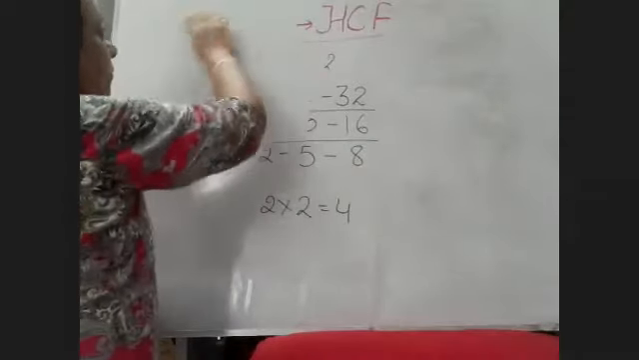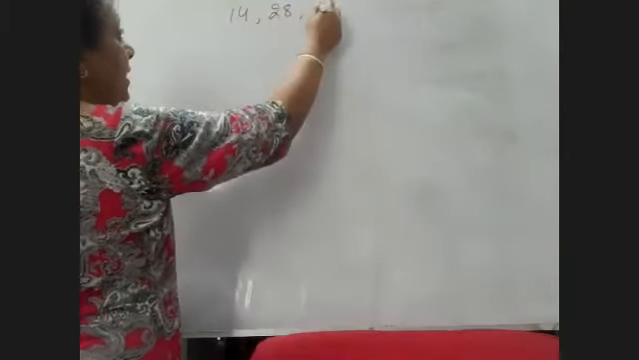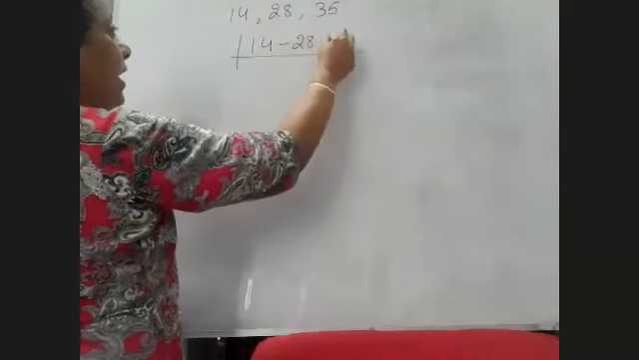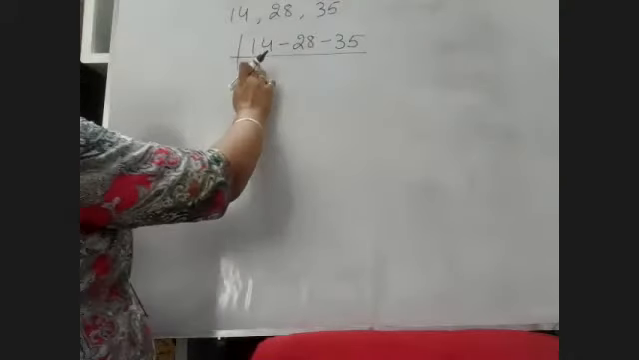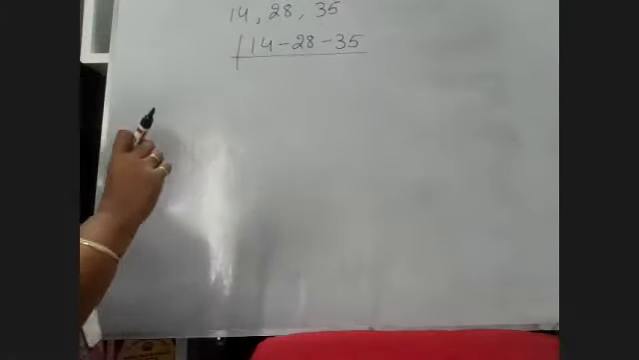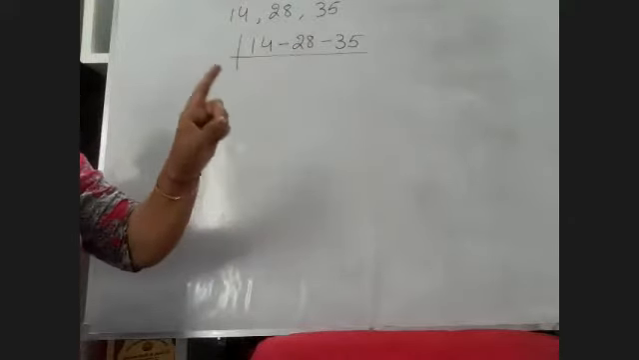Let us do more practice of HCF. Second question: find HCF of 14, 28, and 35. First, we write it as 14, 28, and 35. Now we are finding HCF by common division method. 14 is an even number, 28 is even, but 35 is odd. Now, students, observe these numbers and find which one number all three are multiples of. All are multiples of 7.